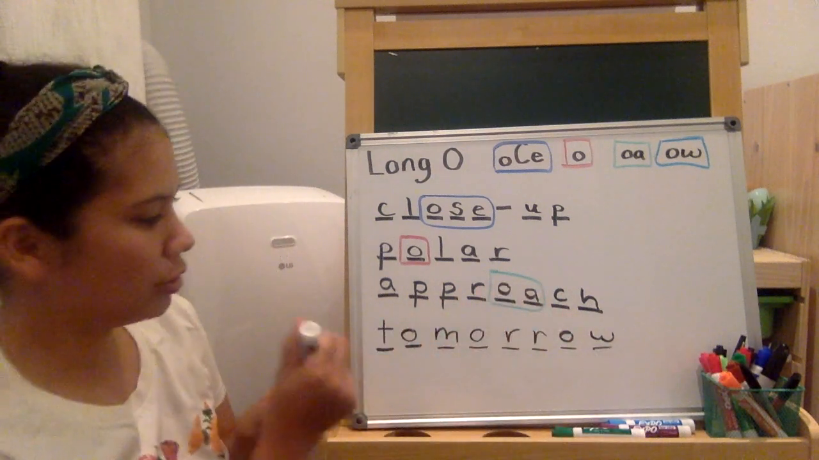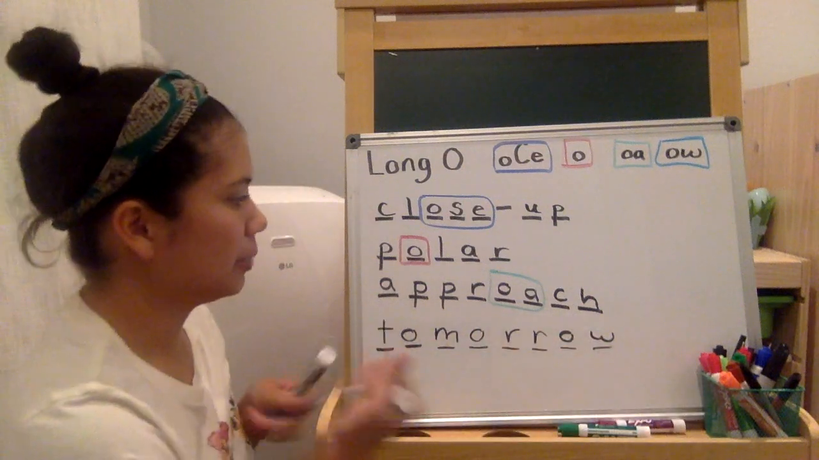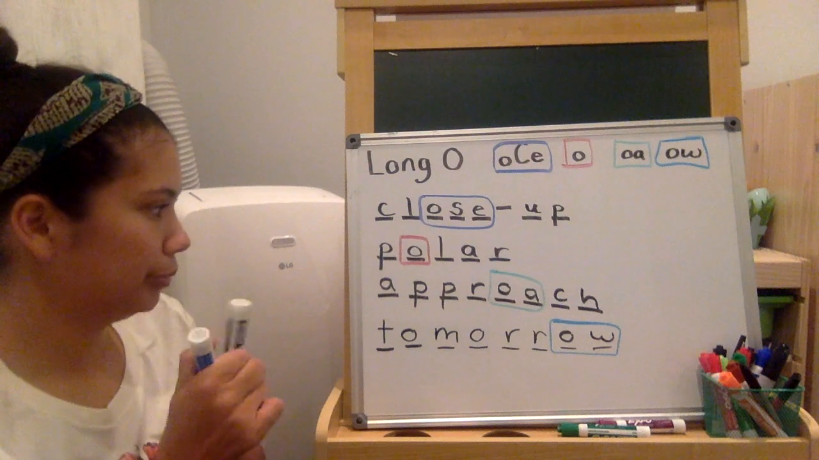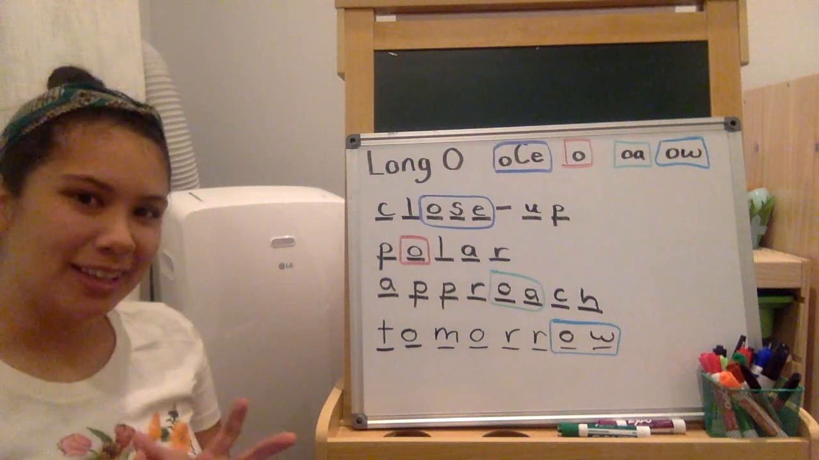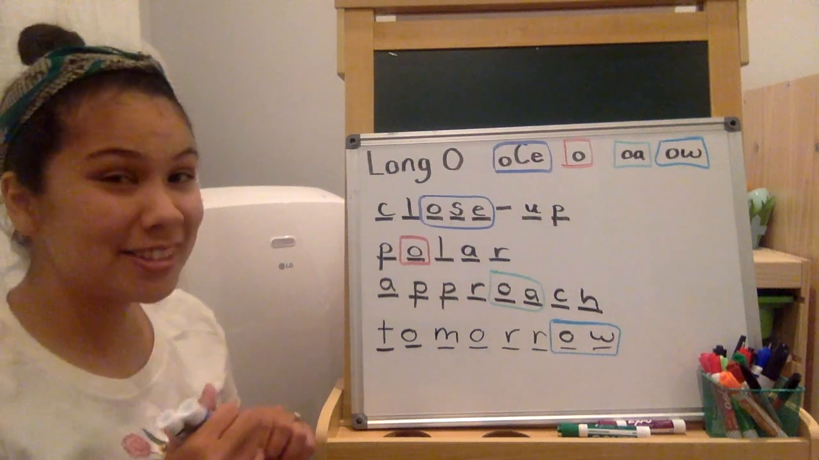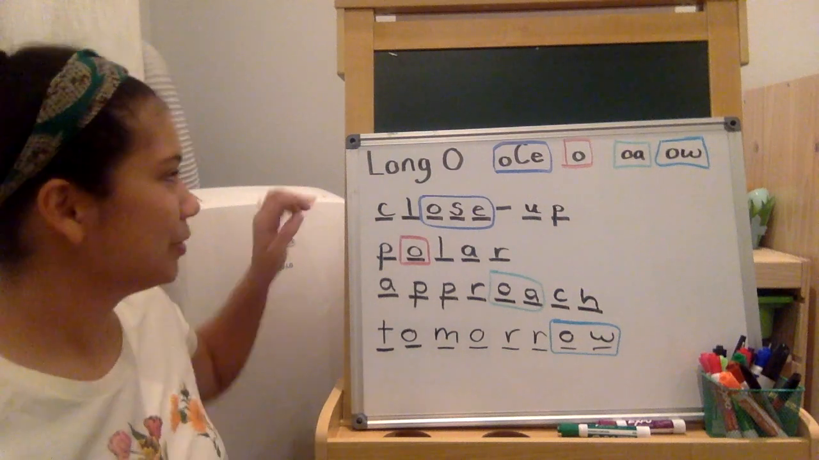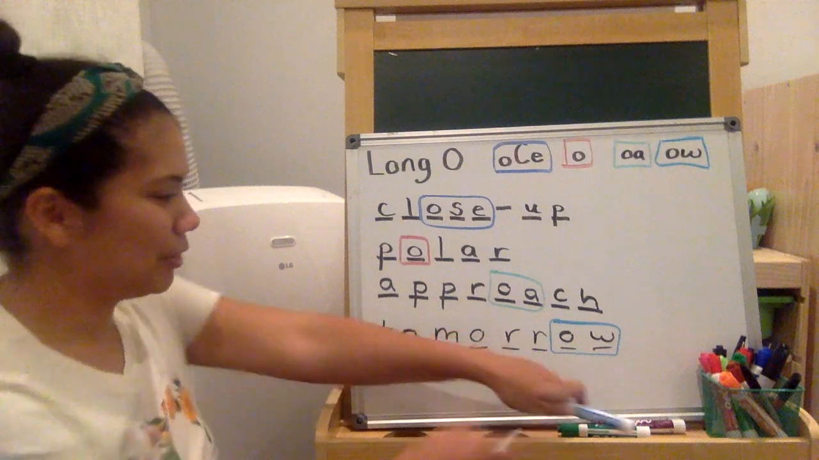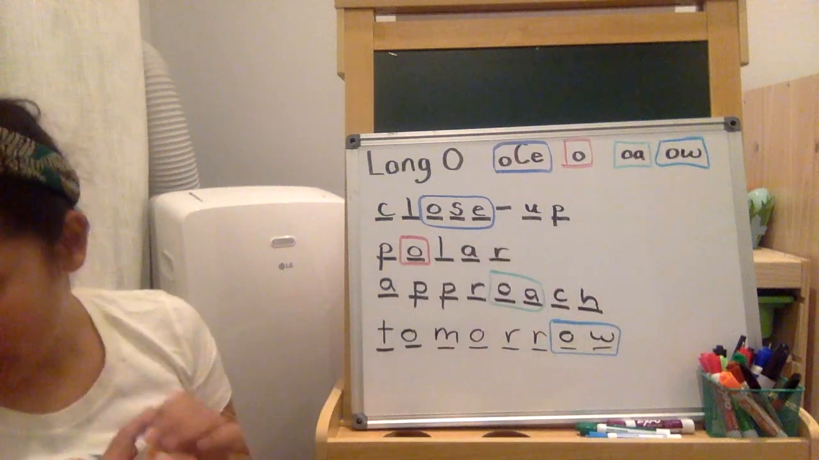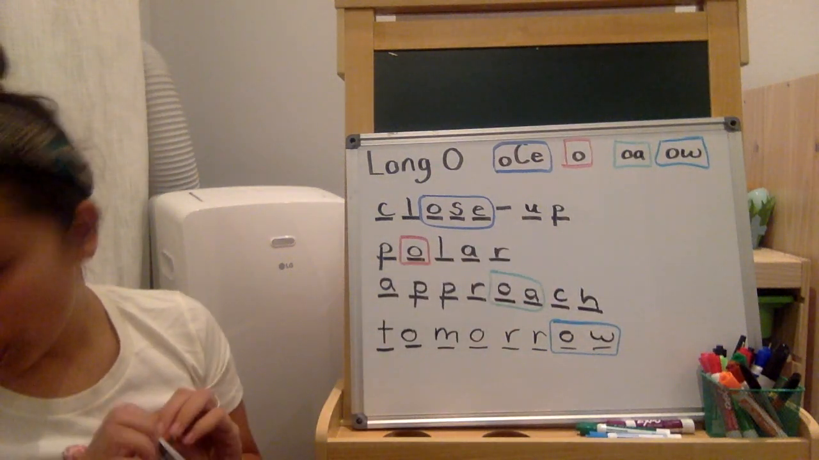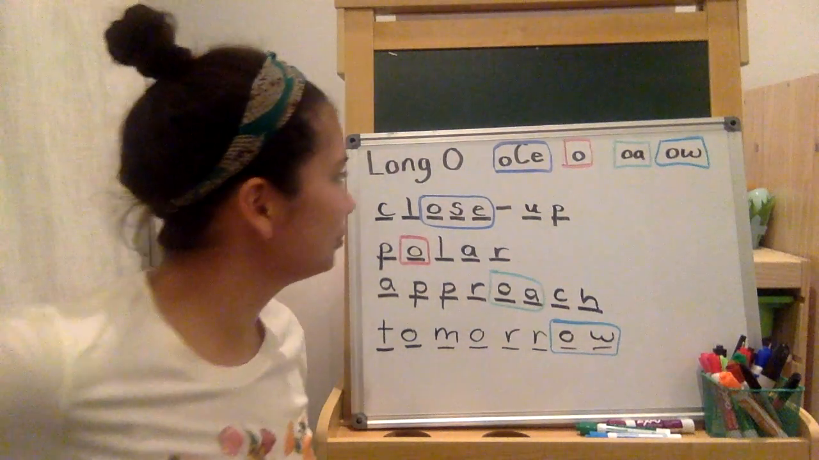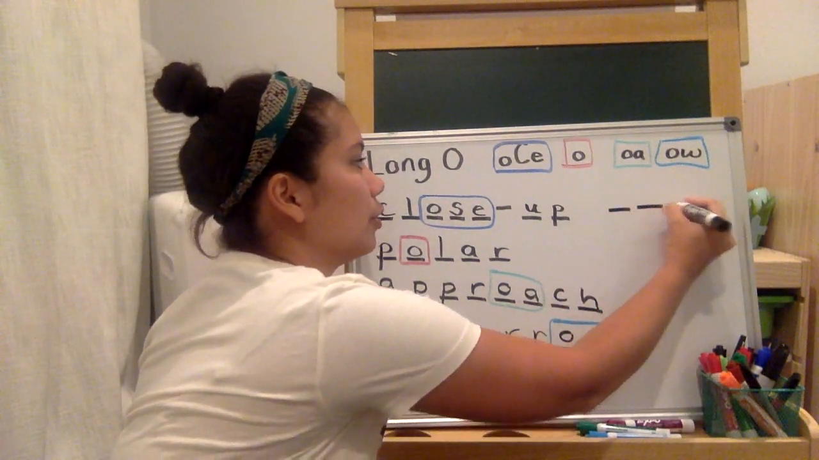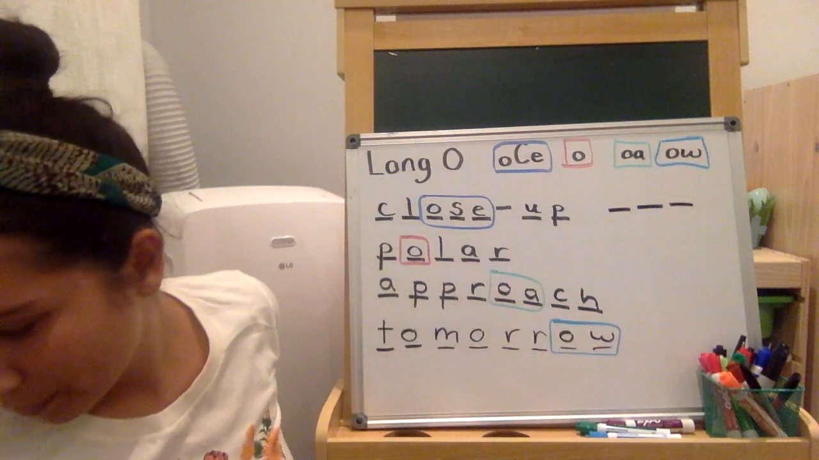T-O-M-O-R-R-O-W. Let's go ahead and circle or box that O-W. Tomorrow. Okay, let's see if we can try. But this time, I'm not going to tell you which of the patterns we're using. Okay? So let's go ahead and try 3 dashes. 1, 2, 3. 3 dashes.